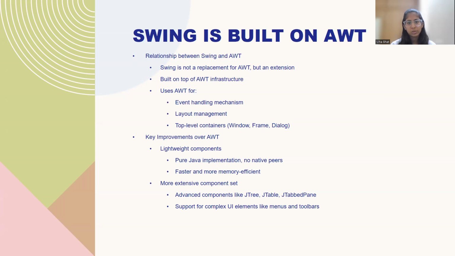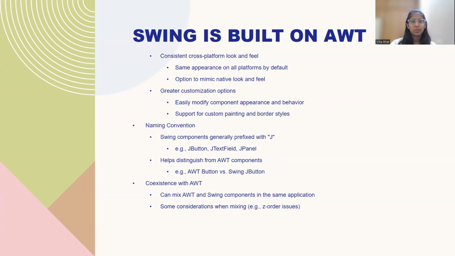First was lightweight components. There were no native peers. It had a pure Java implementation. It was faster and more memory efficient. Next, a more extensive component set. There were more advanced components like JTree, JTable, and JTabbedPane. Support for complex UI elements like menus and toolbars was also provided.